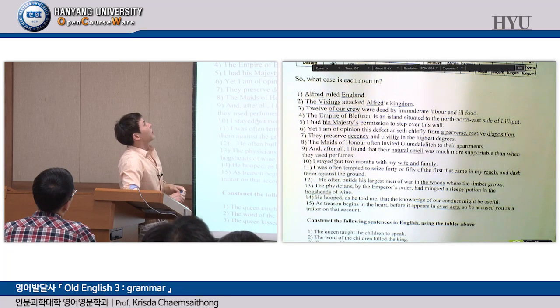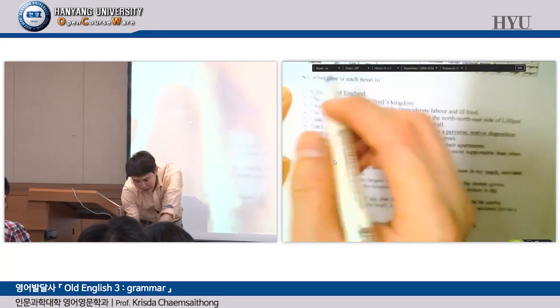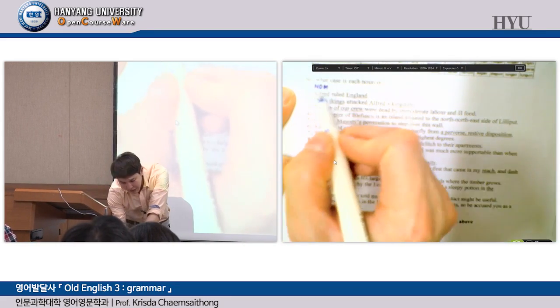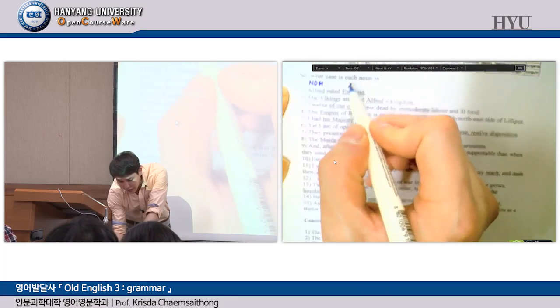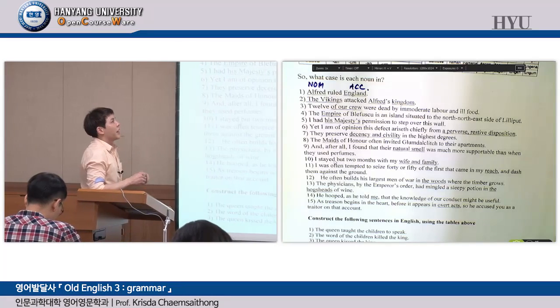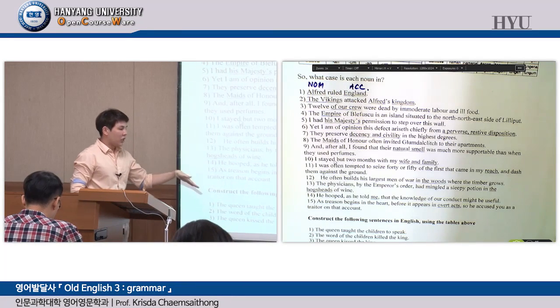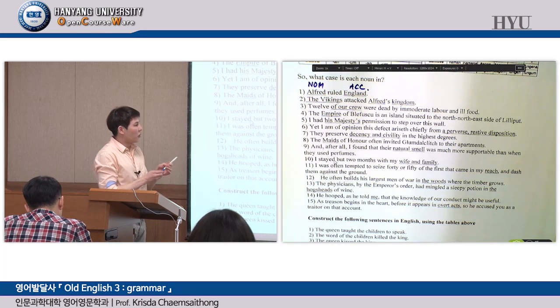One, for example, Alfred ruled England. So Alfred should be in what case? Nominative case, because it's the subject of rule. England should be in the accusative case, or direct object. And then we could do the Old English stuff after you know how case endings work.